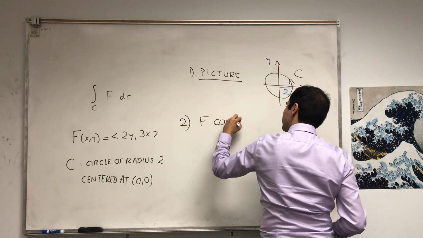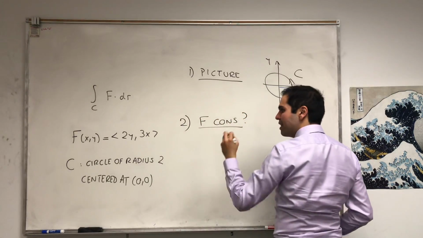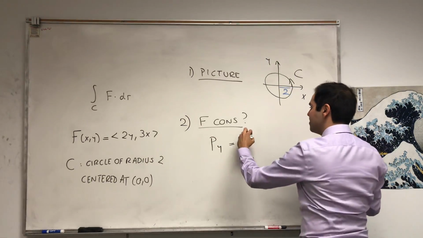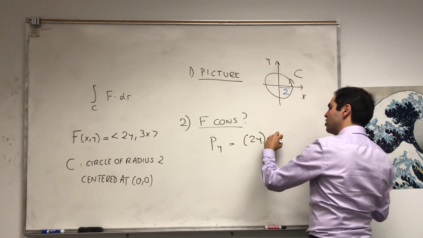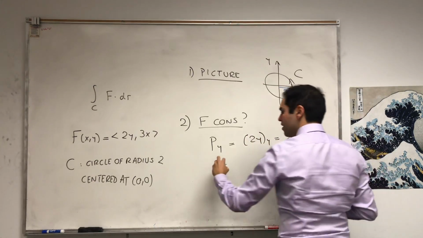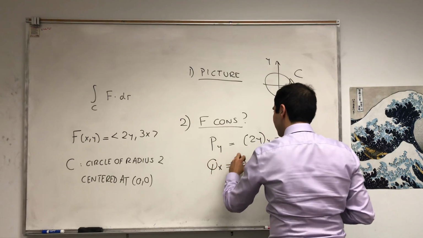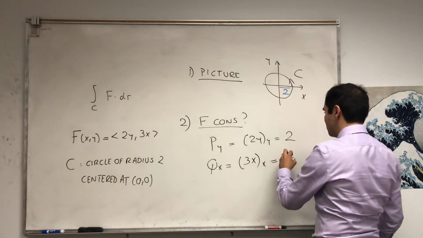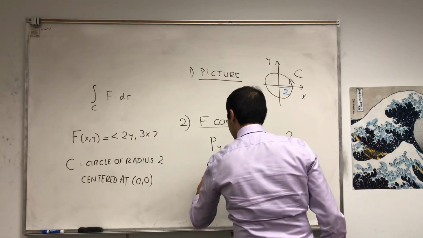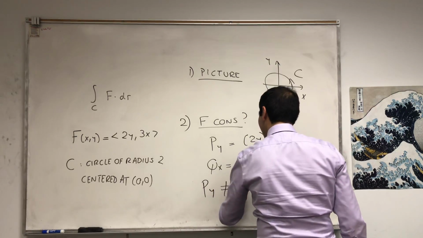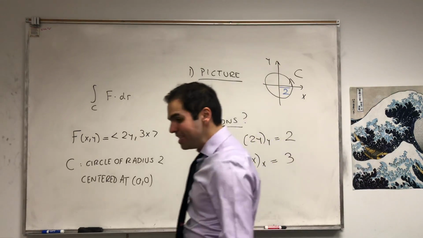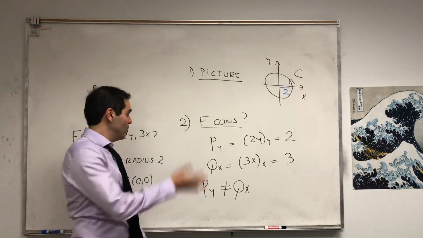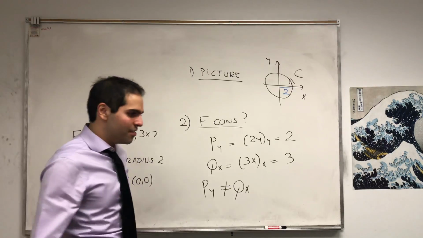Is F conservative? In other words, do we have that P_y equals Q_x? So P_y is the derivative of 2y with respect to y, which is just 2. Q_x, that is the derivative of 3x with respect to x, which is 3. In other words, P_y is not Q_x, which means you cannot use the fundamental theorem for line integrals to evaluate this.